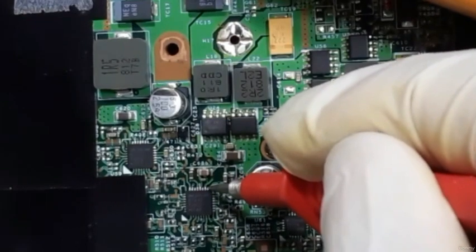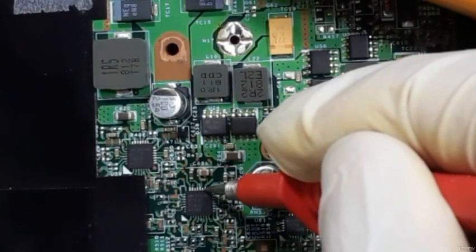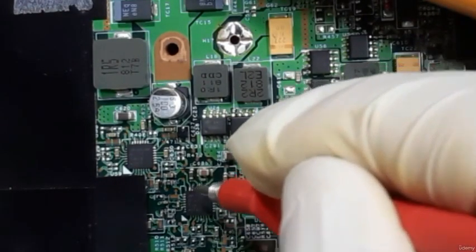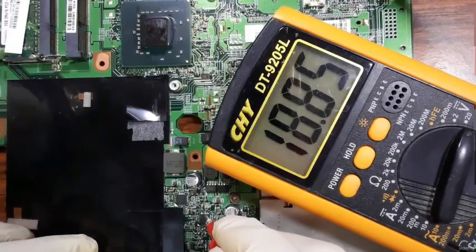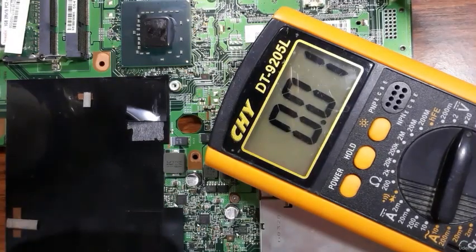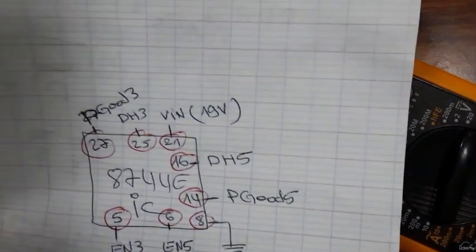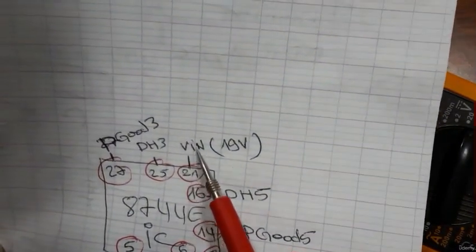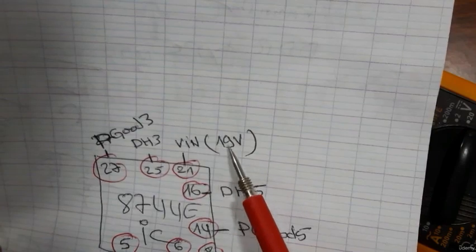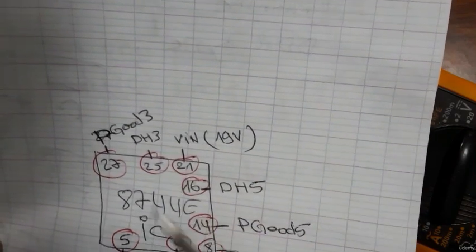Okay, so here we have 17, 18, 19, 20. Here we have 21. As you can see, the multimeter shows 19 volts. Okay, so pin number 21 in this IC is 19 volt. The 19 volt is present, so good.